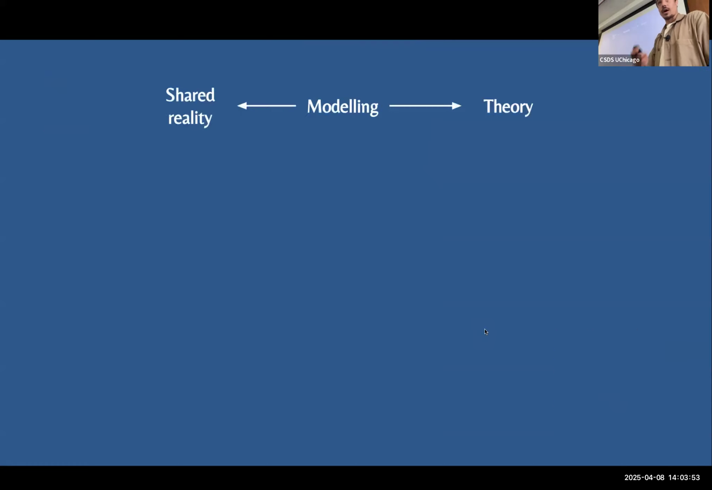So where Doug left us off last week was in really breaking down how we do science. And so we started with establishing what is this shared reality, establishing really an object to study, something that we can agree on, establish some kind of notion of objectivity to. And we accomplished this through modeling.